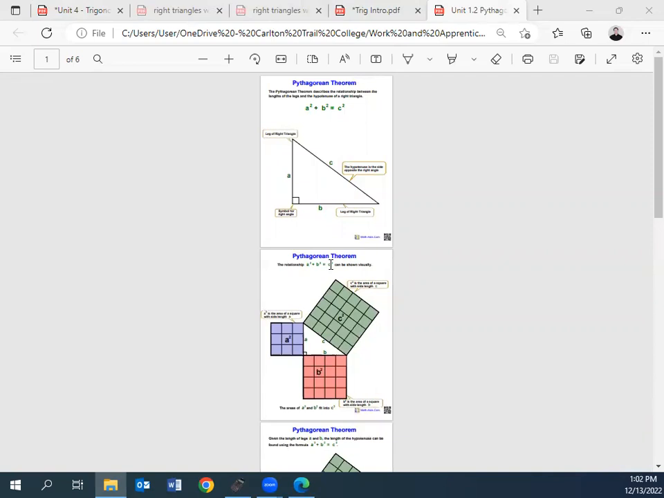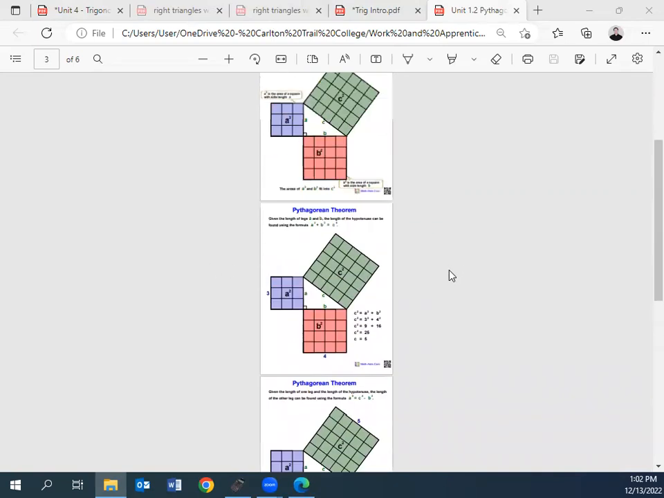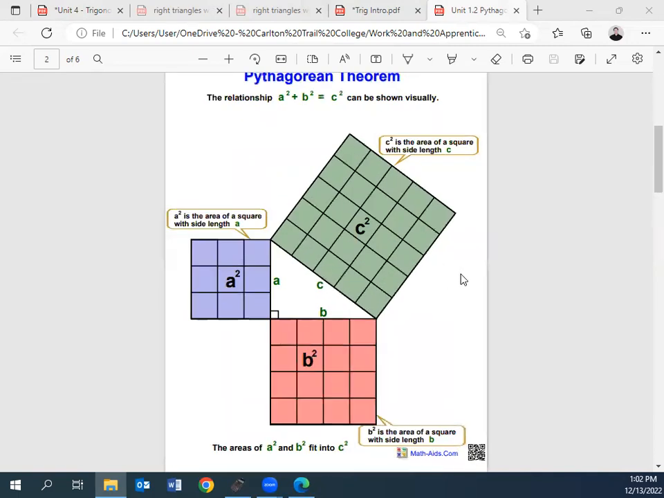But I wanted to specifically go to one part of this. When we looked at this a couple of weeks ago, this is Pythagoras' theorem. We have a right angle triangle: A squared plus B squared equals C squared. If you add all these up, there are 9 blocks here plus 16 blocks here, which gives us 25. And there's a total of 25 blocks in our C squared here.